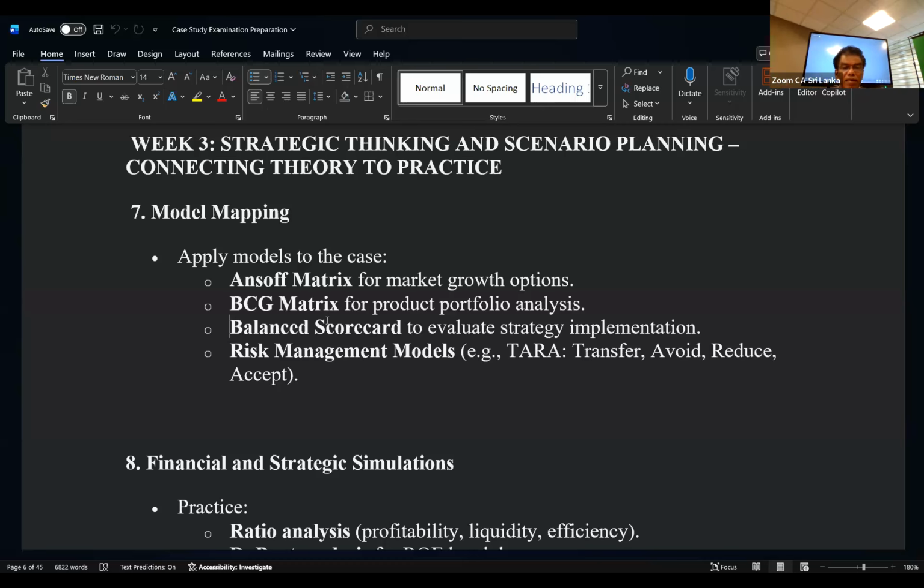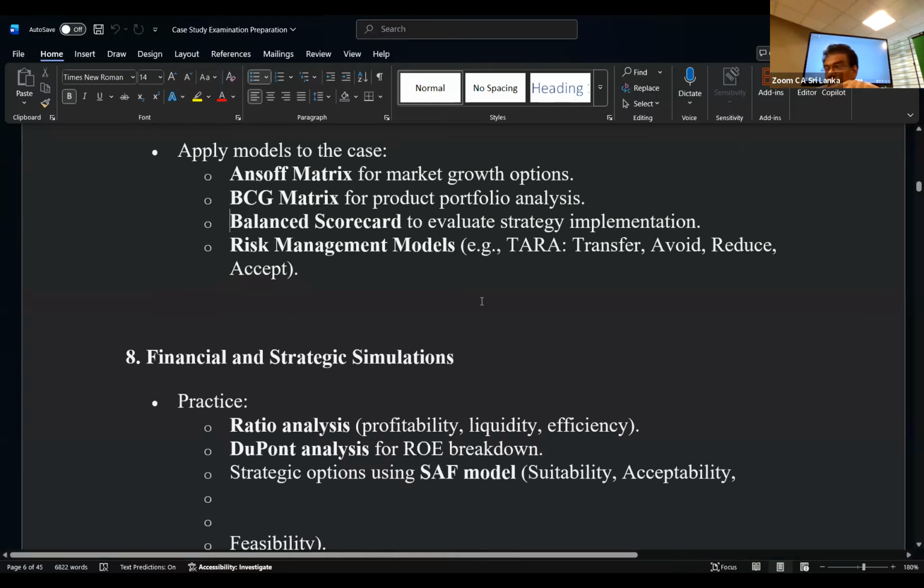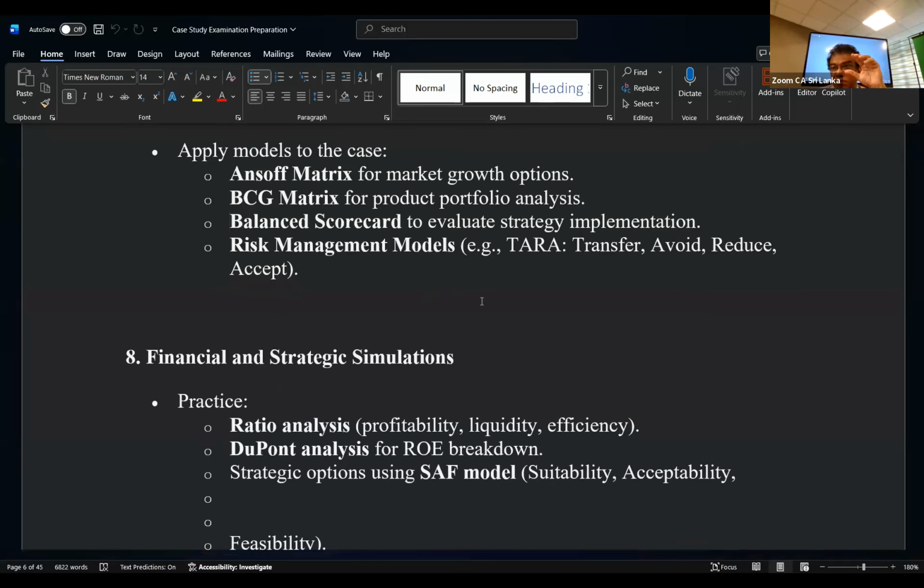Balanced scorecard, risk management models. In the banking sector, risk management is a very heavy thing: how banks manage risk. Another one is technological risk, like cyber frauds and various frauds. Are you familiar with those? Those are new technological thinking, and you have to be familiar with those strategies.